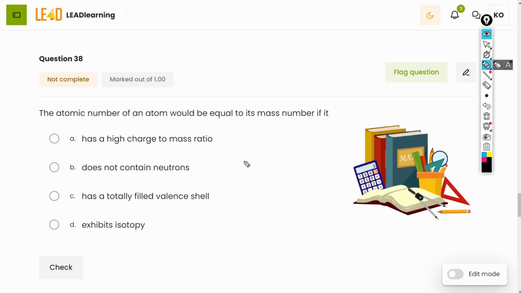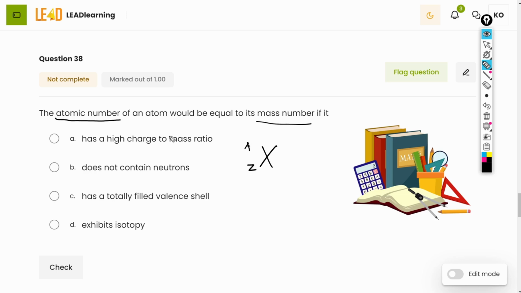Question 38. The atomic number of an atom would be equal to its mass number if... Okay, now let's pretend X is an atom, and it's saying that the atomic number of an atom would be equal to its mass number. The number written at the bottom is the atomic number, so let's say we have the letter Z here, and the number written at the top is usually the mass number, represented by the letter A.